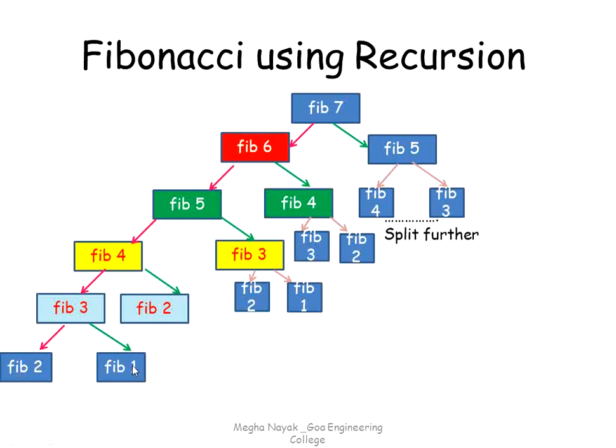Now fib of 2 and fib of 1, they have answers. Fib of 2 has returned us 1. When you are computing fib of 2, it returns you 1. When you are computing this fib of 2, it returns you 1. Similarly, when you are computing fib of 1, it returns 0. So on and so forth. Wherever you see fib of 2, it returns 1. Wherever you see fib of 1, it returns 0.